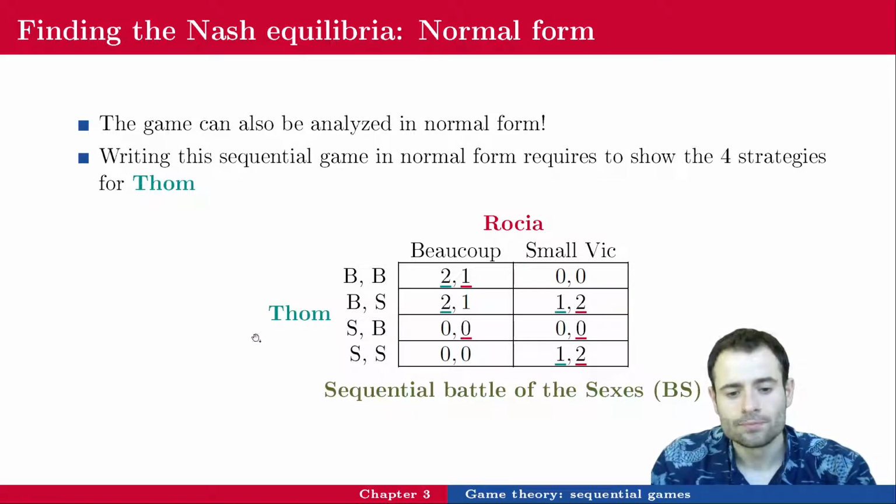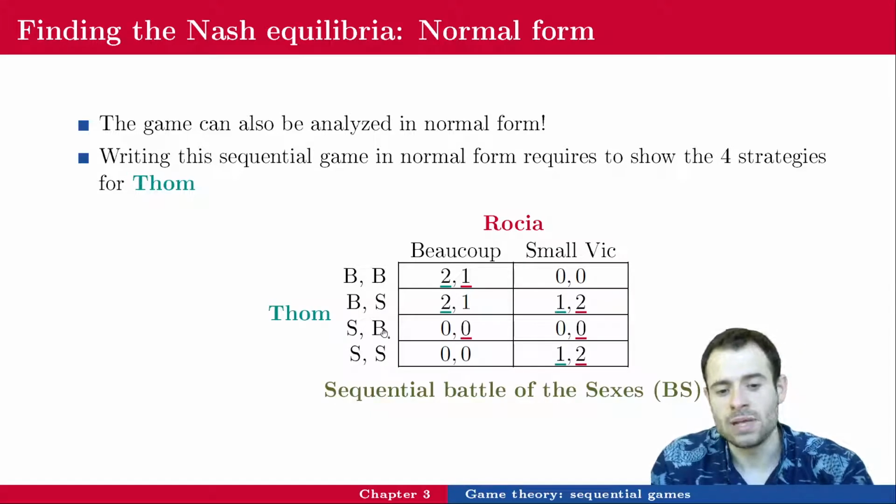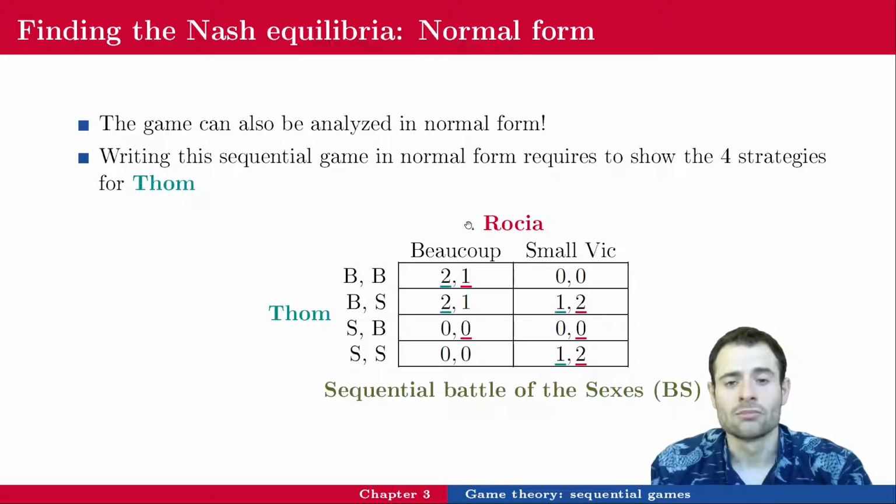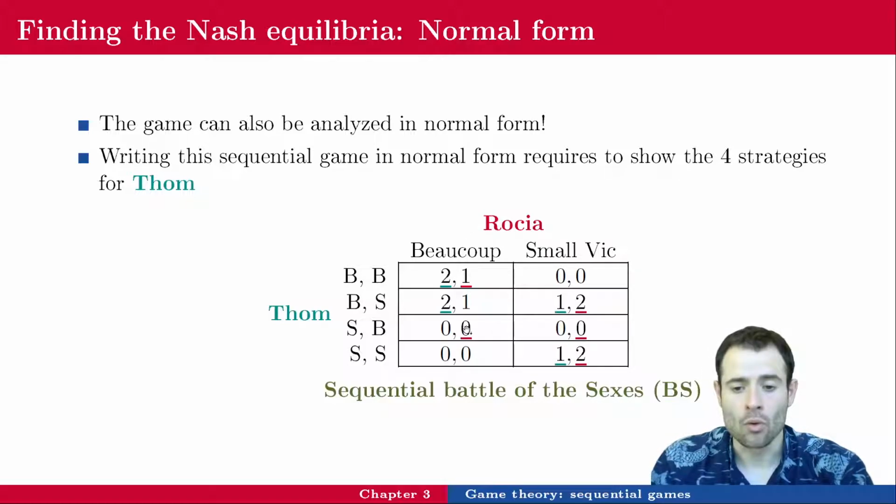Now, if Tom is playing S and B, so small victory if she goes to beaucoup, and beaucoup if she goes to small victory, that's pretty much an avoidance strategy. Then it doesn't matter where Rosia goes because she will not meet Tom. So she gets a payoff of 0 in both cases. Finally, if Tom goes to small victory regardless, then Rosia prefers to meet him at small victory and gets a payoff of 2, as opposed to going to beaucoup, not meeting him, and getting a payoff of 0.